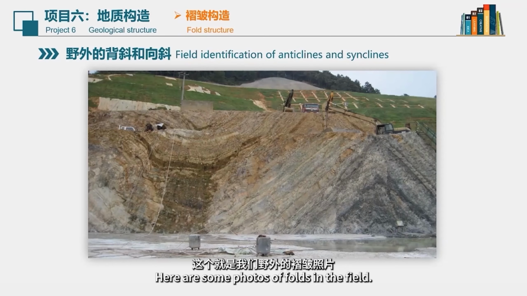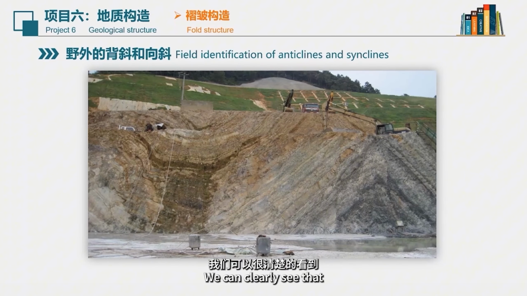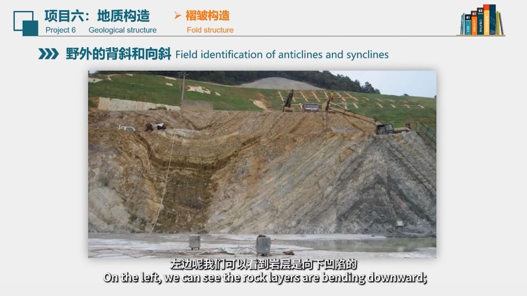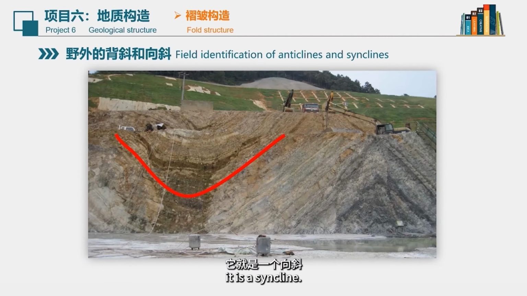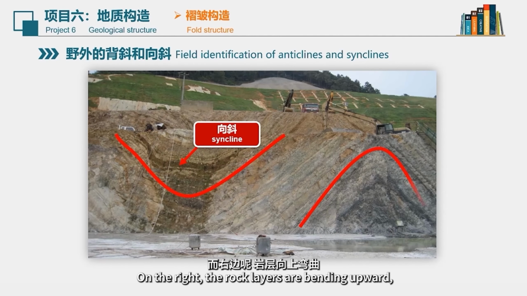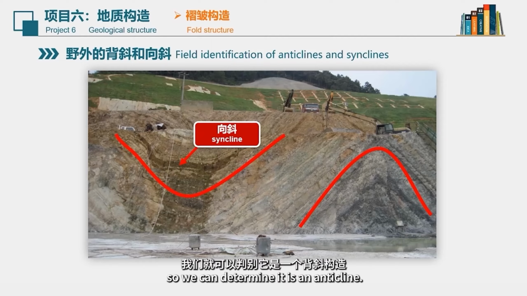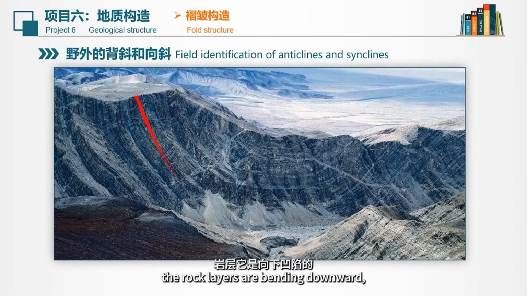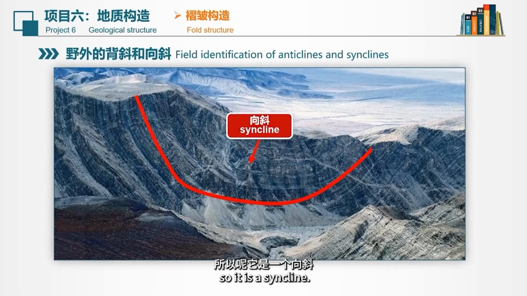Here are some photos of folds in the field. We can clearly see that, due to engineering development and slope construction, we have encountered a fold. On the left, we can see the rock layers are bending downward. It is a syncline. On the right, the rock layers are bending upward, so we can determine it is an anticline. There is also a large syncline structure, and we can clearly see that the rock layers are bending downward, so it is a syncline.